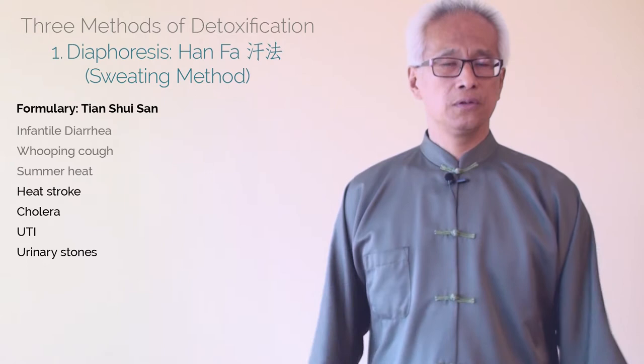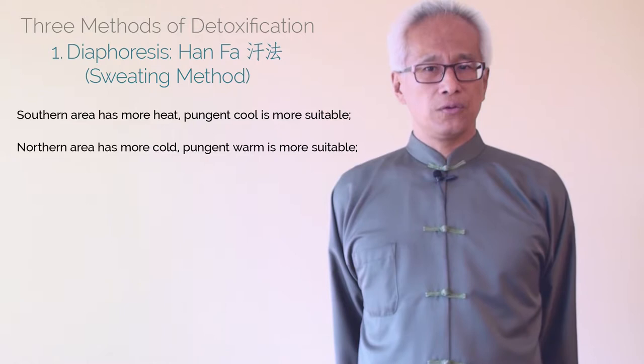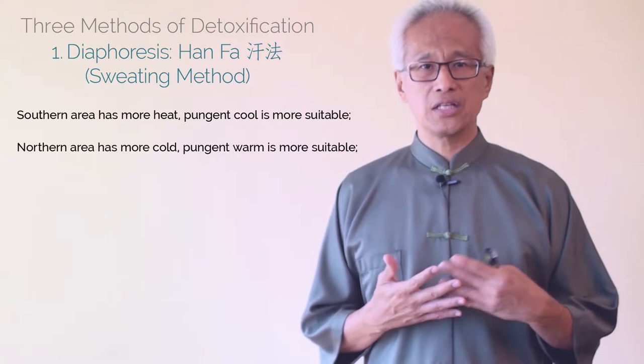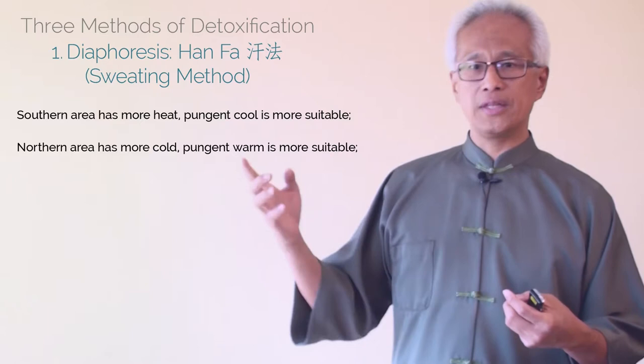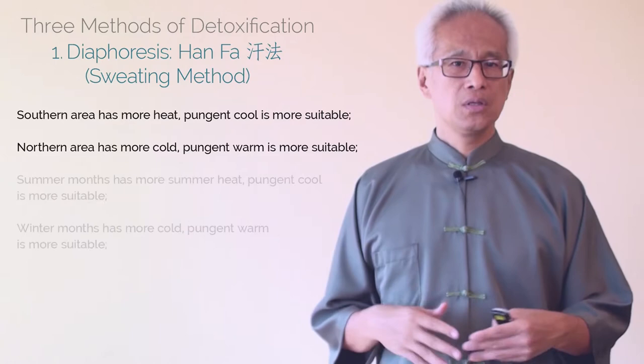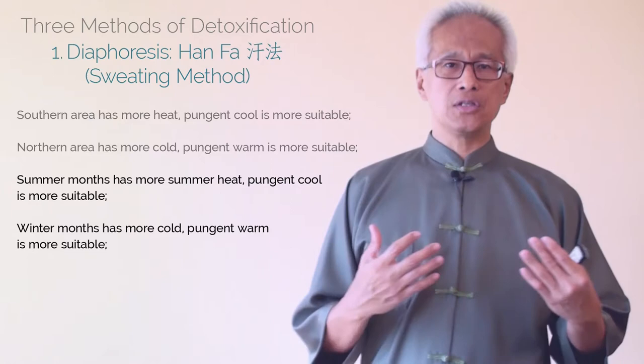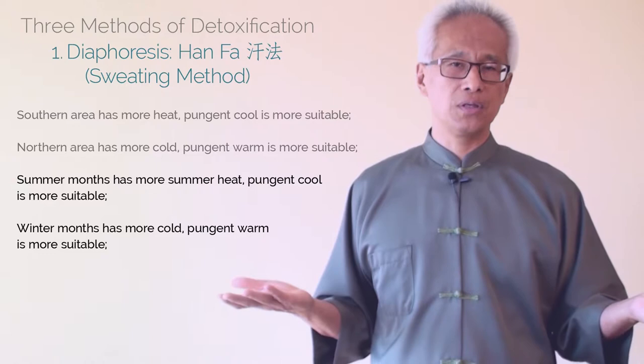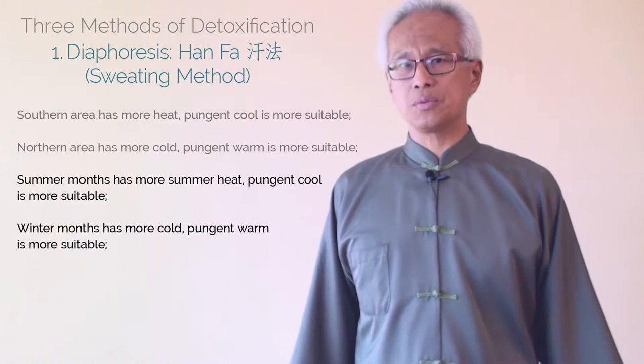Now, if we move on and talk about the diaphoretic method further, in his understanding, he said that the southern area has more heat, so pungent cool is more suitable. The northern area has more cold, therefore pungent warming is more suitable. Summer months have more summer heat, so pungent cool is more suitable. Winter months have more cold, so pungent warmth is more suitable. So you can see he's not just using cool and cold herbs. He also acknowledges and respects the warming herbs that could be useful.